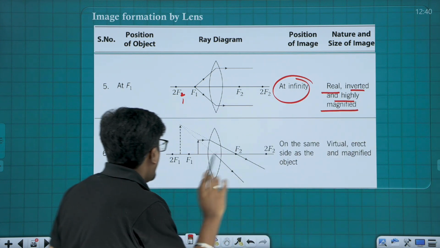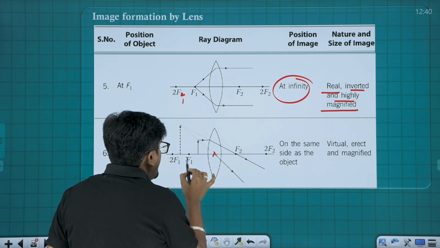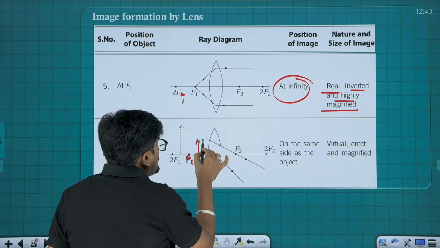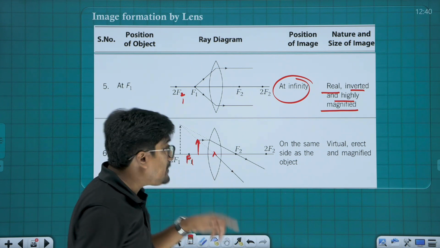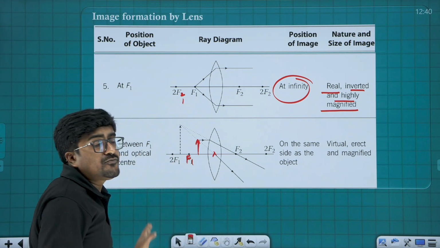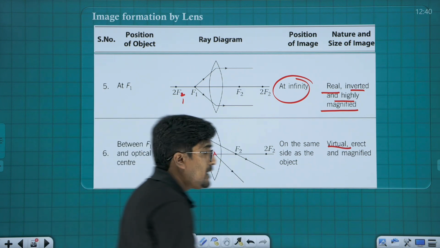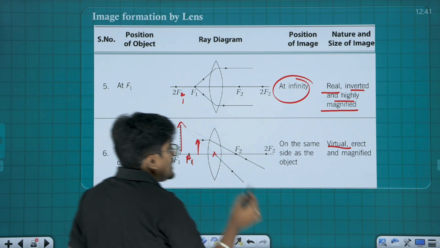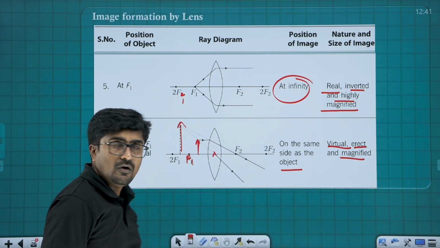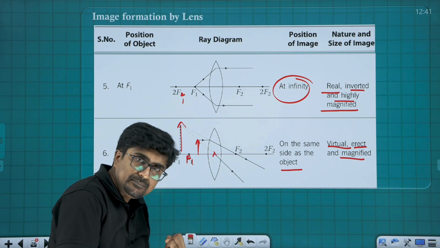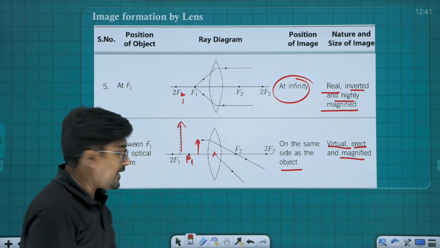At last, the object is between the optical center and f1. This time the image formed is not real, but virtual. You can see the image is erect and magnified. So the image formed is erect, virtual, and highly magnified.